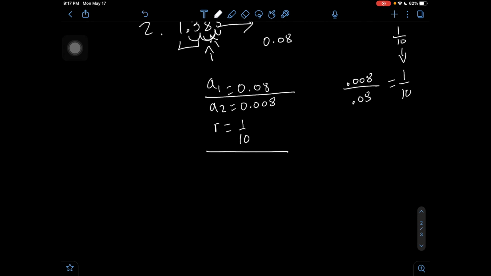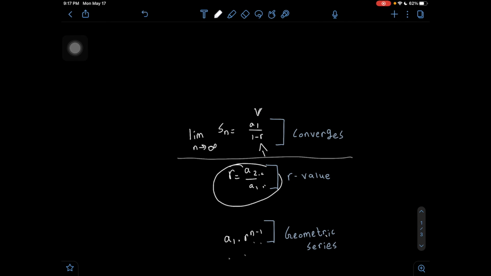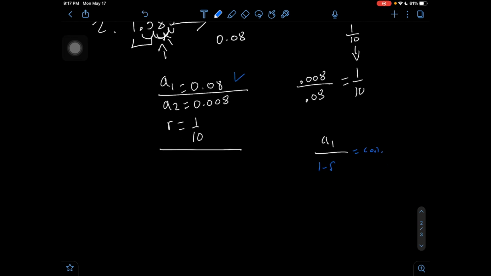Now let's go ahead and find our converging value. Well, we're going to use our first equation, which is a1 over 1 minus r equals our converging value. So let's go ahead and do that. So we have a1 over 1 minus r equals converging value. So we said our a1 value is 0.08, so we have 0.08 over 1 minus r. We said r is 1/10, 1 minus 1/10. And so now we have this.